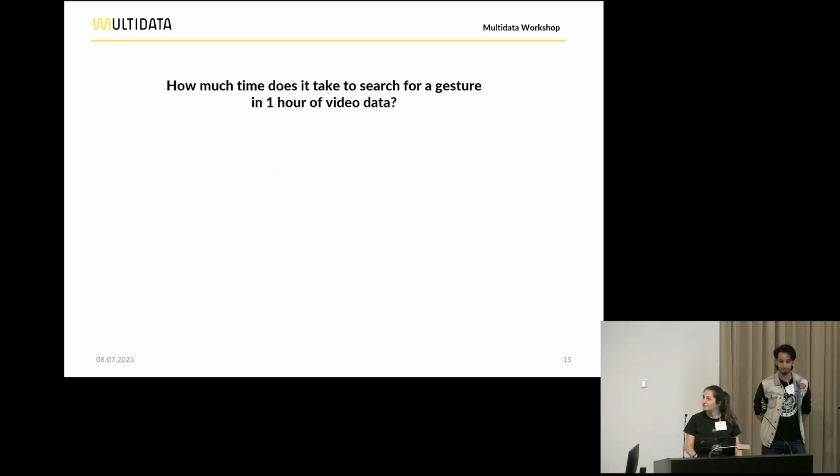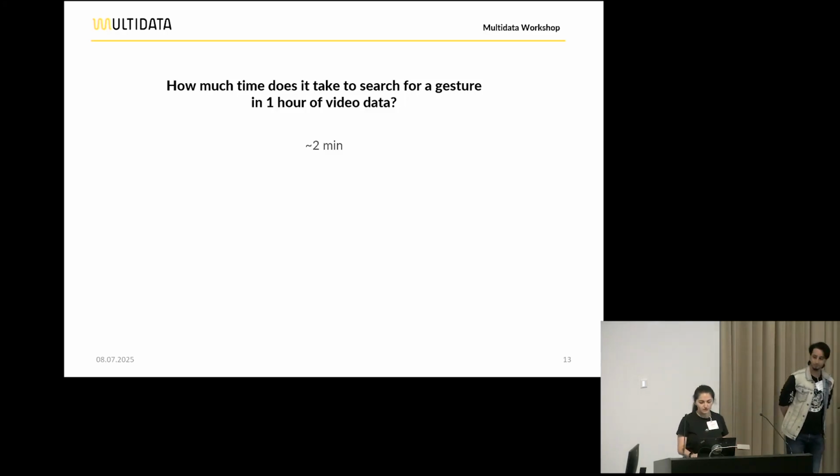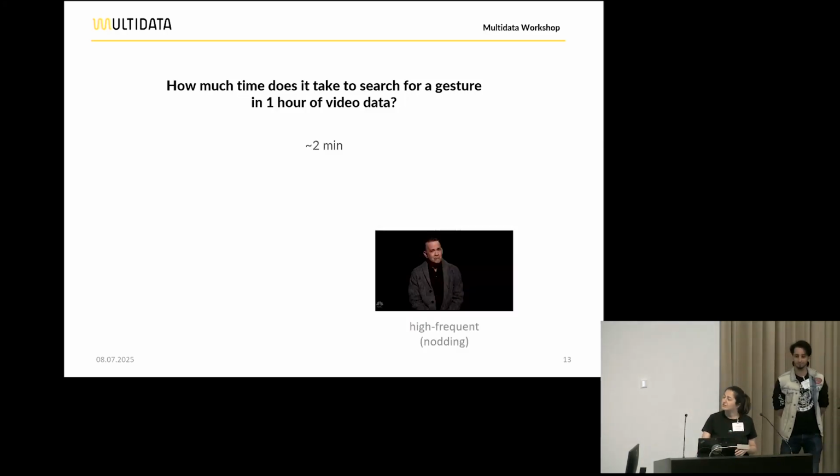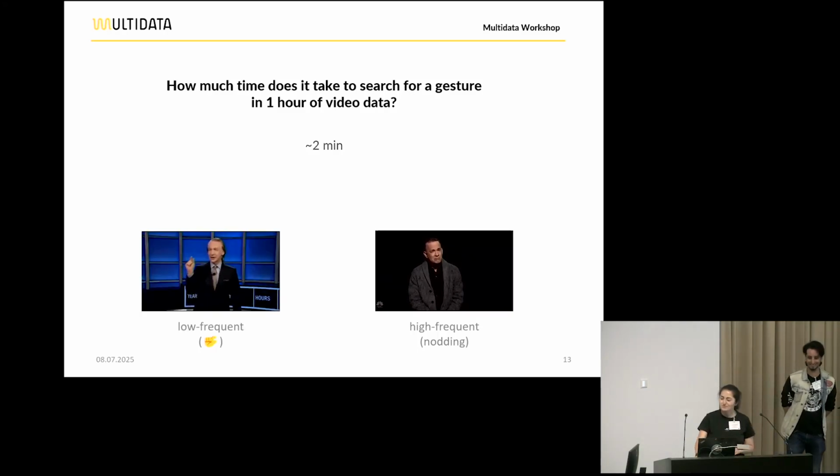So the question I have for you is, how much time does it take to automatically search for a gesture in 1 hour of video data? For an average laptop, it would take around 2 minutes. If you were to search for a relatively high-frequency gesture like nodding, then you might go through just a couple of hours of video data and get sufficient instances of that gesture. However, in the case of Yassine, who is looking at the gesture for being close to finishing his PhD, you could say that a couple of hours are not enough, right? So probably you need a lot of data to build a sufficient corpus of these gestures.